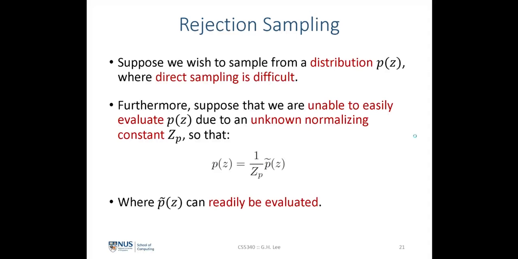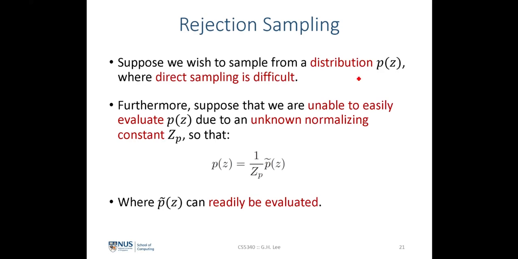Now let us look at the first sampling algorithm, which is also known as the rejection sampling algorithm. This is a very simple form of Monte Carlo sampling. Now suppose that we wish to sample from a distribution P of z, where direct sampling is very difficult.